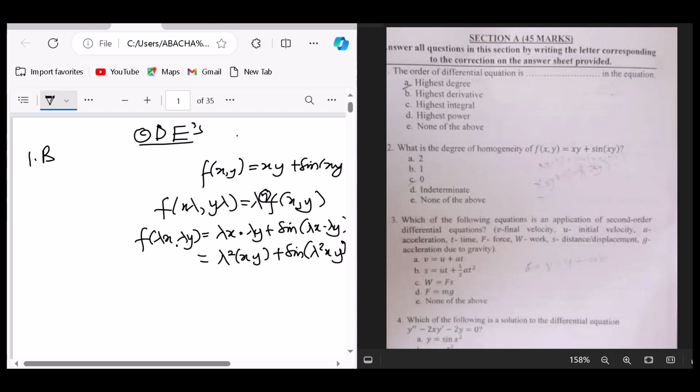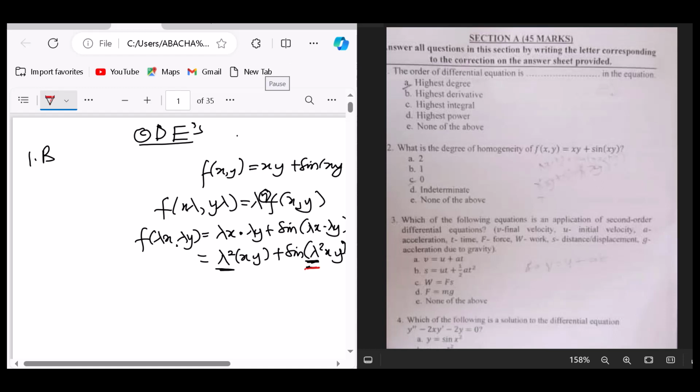So obviously we cannot factorize these two lambdas out. This is not even a homogeneous differential equation because we can't factorize this second lambda out. We can't, because this is a trigonometric function. We can't factorize things outside. And so here, will we say that the degree of homogeneity is 0? No, it is not 0. So we cannot determine it.